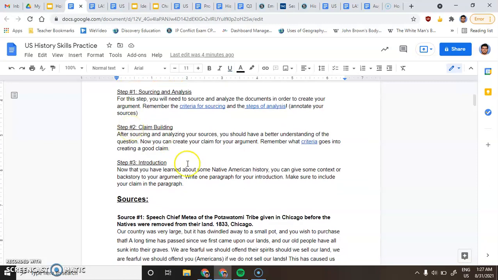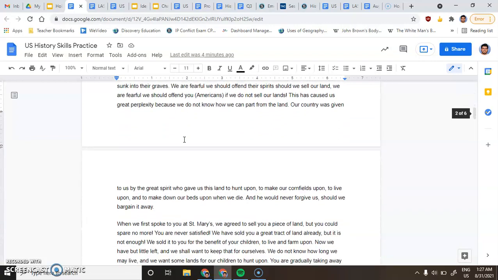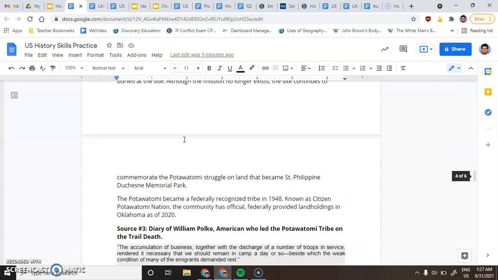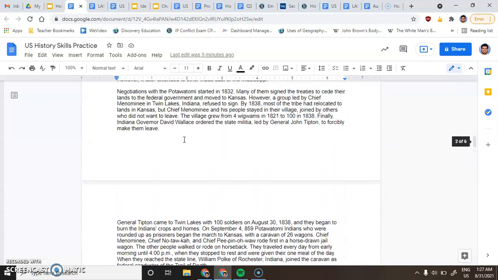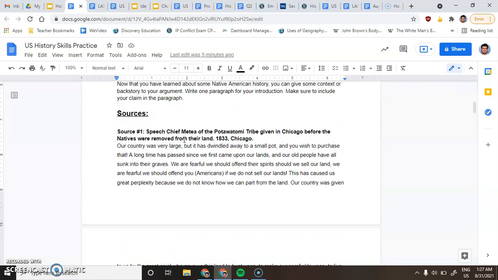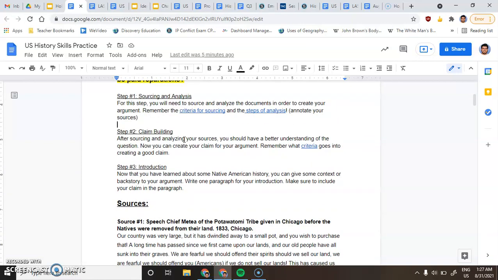So you're going to do that, all right? And right under these steps are the sources. There are three sources that we're going to be using. What I'd like you guys to do is to source and analyze them, okay? You're going to look at these sources and decide primary, secondary, or tertiary. Is it a news article? Is it a picture? Is it a journal, diary entry, letter, whatever it is, okay?